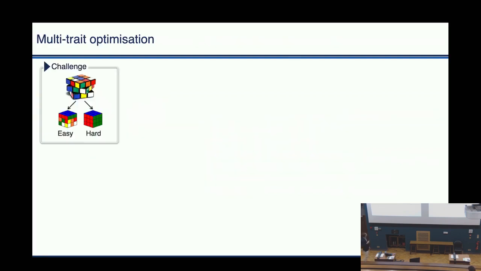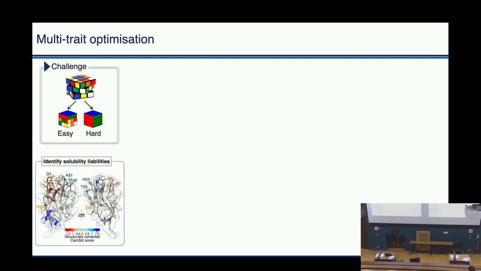So this is the Rubik's cube challenge I introduced before, because it's well known that mutations that improve solubility often worsen stability and vice versa. So the way we do it, quite briefly, is that we run an algorithm called CamSol that we developed back in the day to identify solubility liabilities.